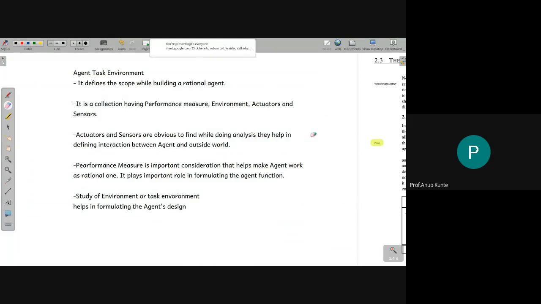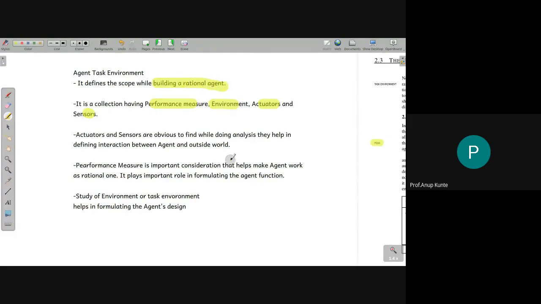Okay. So the agent task environment, or task environment, TASK, last lecture I actually wrote it with a wrong spelling over there. That agent task environment is composed of four components, as I was explaining right now. The four components being performance measure, the environment, the actuators, and sensors. Why do we require agent task environment? We require agent task environment in the process of building a rational agent.